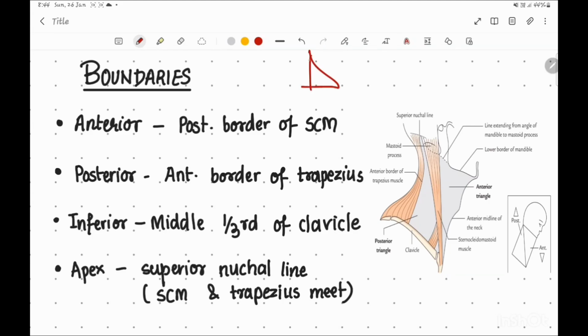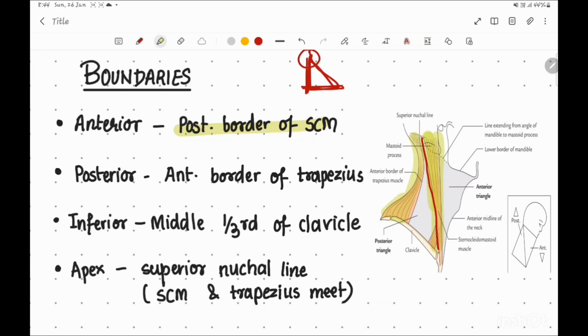Any triangle is formed by three sides. First is the anterior side, then the posterior side, plus a base or inferior side, and a meeting point, that is apex. Now this triangle is formed by anterior boundary. Anterior boundary here is formed by posterior border of sternocleidomastoid. As in the diagram, you can see this is sternocleidomastoid muscle. Its posterior border is forming the anterior boundary of the triangle.